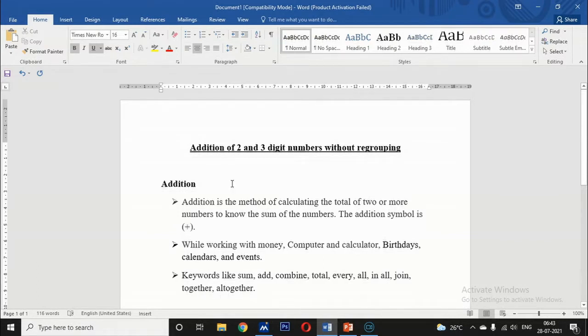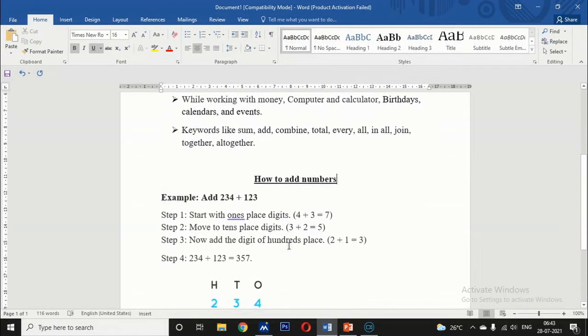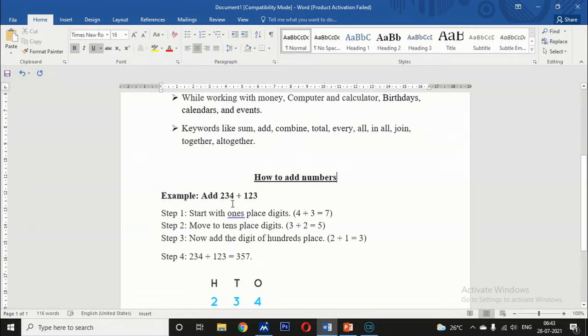In today's class we are going to add 2 and 3 digit numbers without regrouping. Now let us see how to add the numbers. For example, add 234 plus 123.